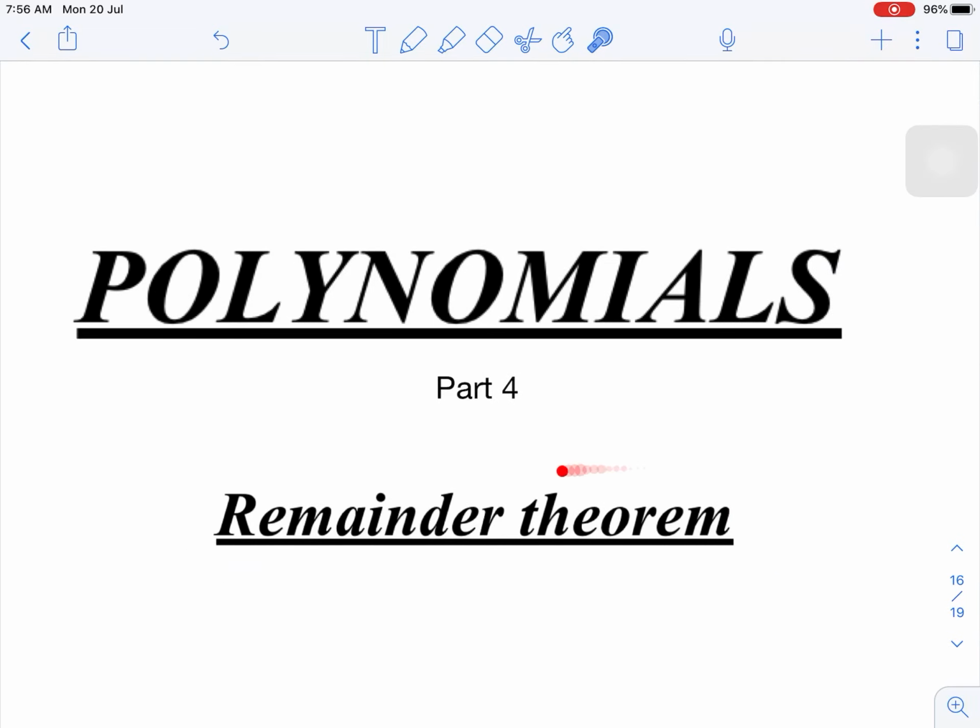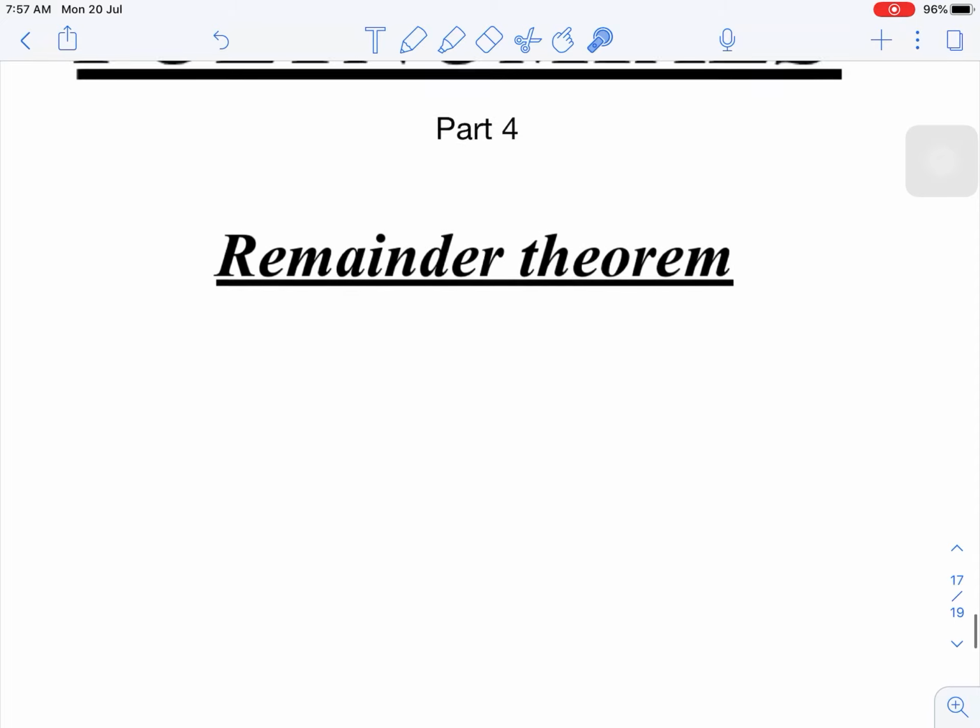Now remember one thing, that for this year CBSE has cancelled the proof of this remainder theorem. Okay, but we are going to solve only some examples based on this theorem. So let us start learning remainder theorem with the help of some examples.